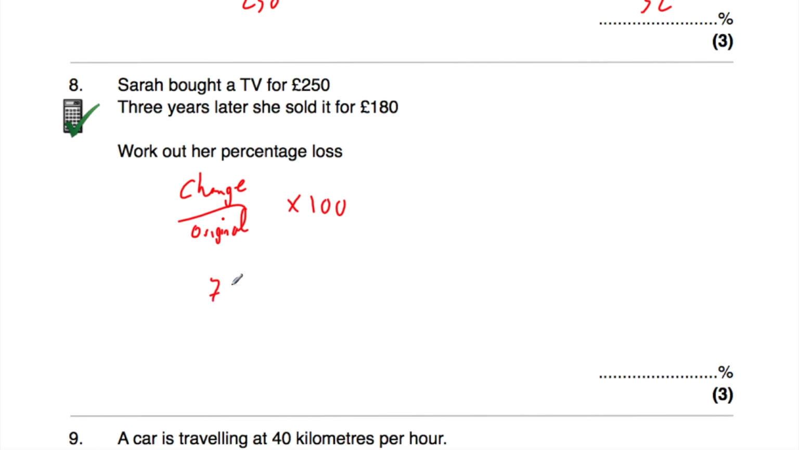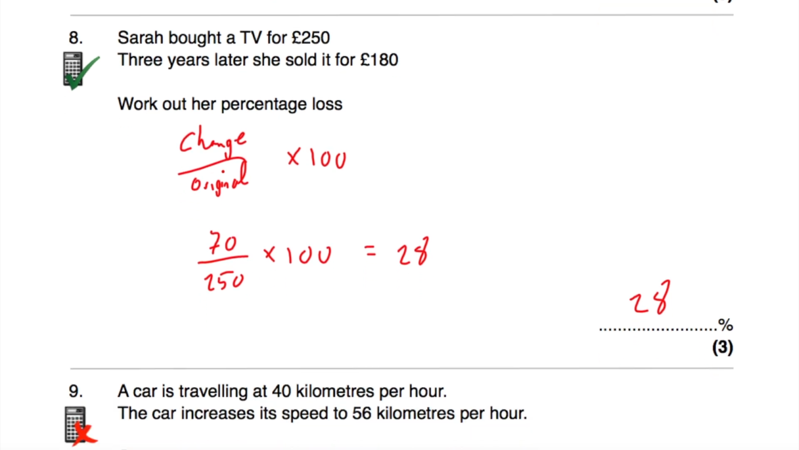So the change is £70 divided by the original. So the original amount was £250, and then times 100. And then this is a calculator question, so you can just type this into your calculator. And if you do 70 over 250 times 100 in your calculator, you get that's equal to 28. So that means the percentage loss is 28, and that's it. Okay, let's look at our next question, question number 9.